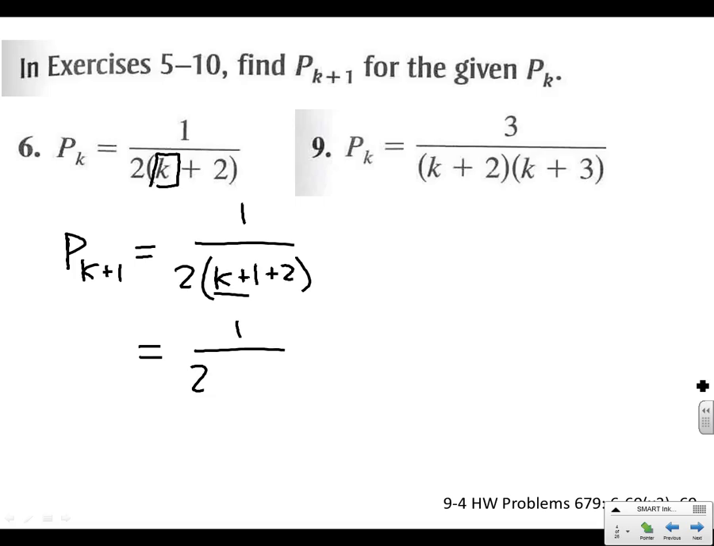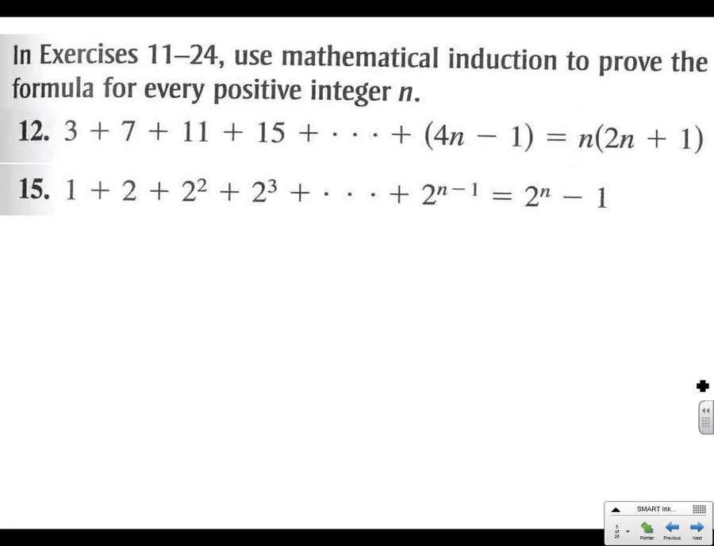1 over 2, k plus 3. And yes, we could distribute this, but we want our final form here to look as much as possible as our original form here. So we're just going to leave it like this. 1 over 2 times k plus 3. All right, next one, we're going to actually do some mathematical induction for problem 12.